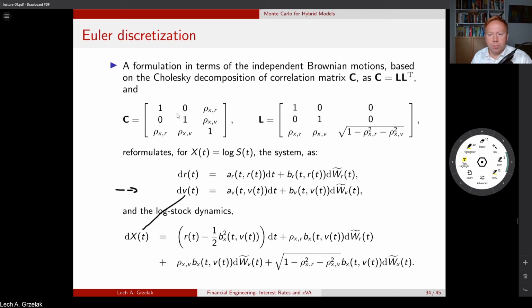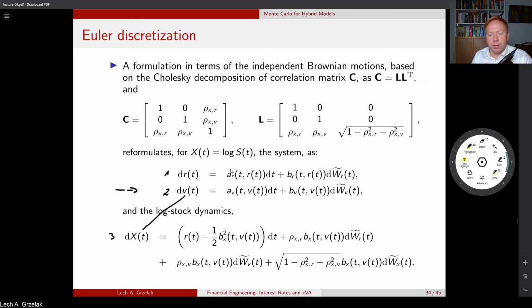We have this correlation matrix, and we have the following Cholesky decomposition. You see that this part is very straightforward, because this corresponds, of course, to the ordering of the variables. So the first variable is R, the second is V, and the third one is X. When you order those processes, always try to order them from the simplest to the most complicated.